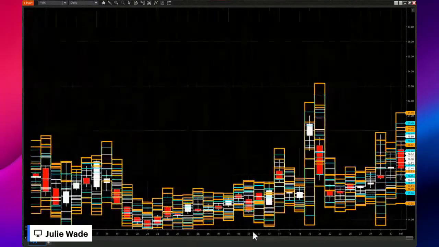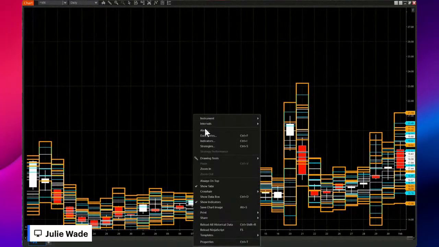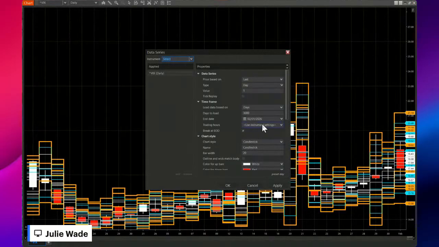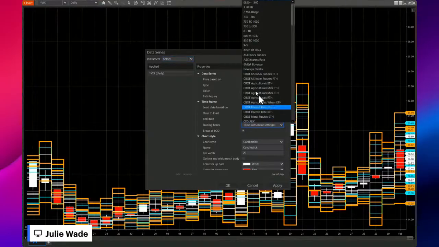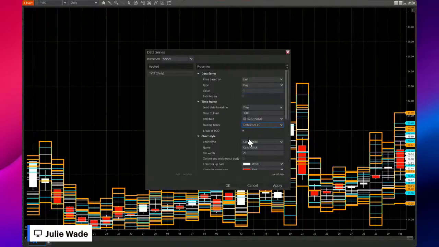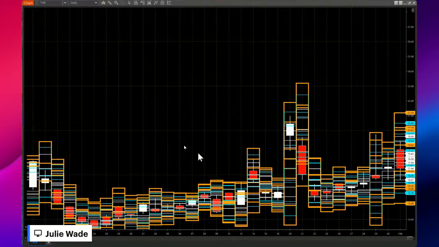And there's another thing that we need to do. We need to adjust the data series. You want to change it from use instrument settings, which is normally the default for all of your NinjaTrader charts. You want to change this to default 24/7. This is the only instrument that refers to default 24/7.